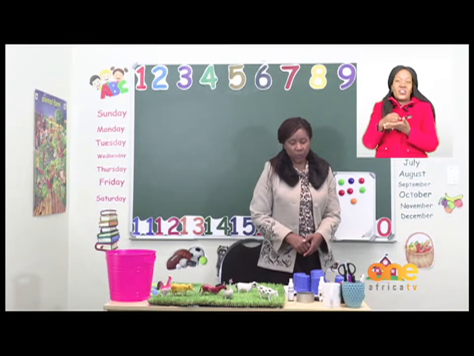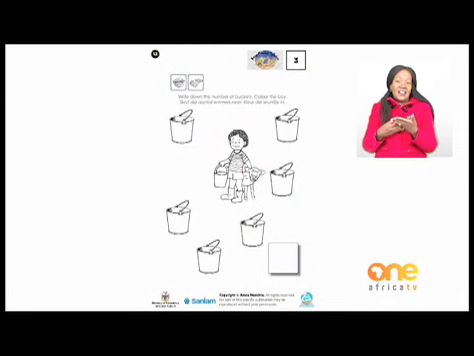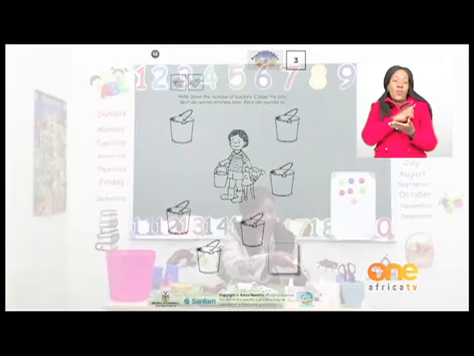Let's move back to our booklet on page 12. Remember, you need to count the number of buckets before you can write the number in the block. Include the bucket that the boy is carrying in his hand. Now let's write number 7 and color the picture of the boy. Once you are done, we turn over to page 13.